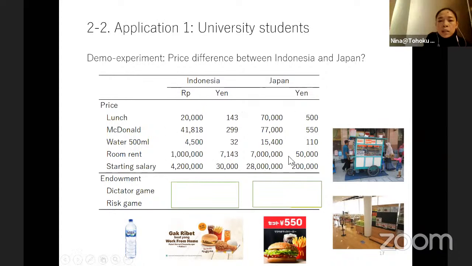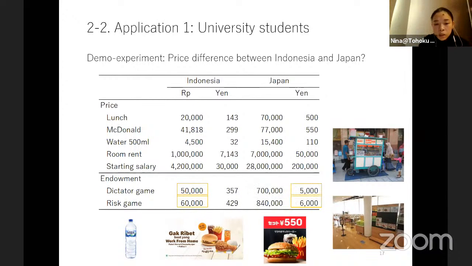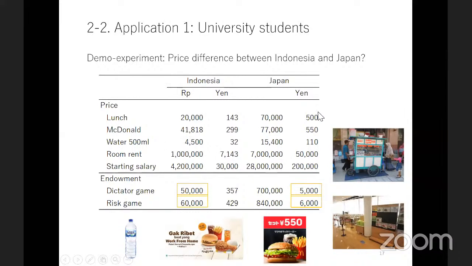So considering this kind of price difference, I designed the endowment, the money given in your demo experiment. For Indonesian students, the Dictator game, the share or not game, is 50,000 rupiah, and for the Japanese case, 5,000 yen. Actually, 5,000 yen is very big, but I want to simplify with the same number. So I chose 50,000 rupiah and 5,000 yen. And for this game, 60,000 rupiah and 6,000 yen, which is equal to 840,000. So if you pay 500 yen, you can get this kind of McDonald's set, in rupiah 41,000 rupiah, right? This kind of price difference I considered.